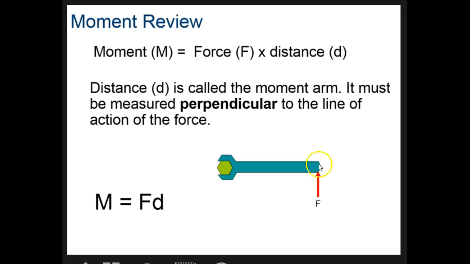So for example, if I push with a force here, the force has to be perpendicular to the arm. Here's the point where we're rotating it. And as we push on it here, the distance is perpendicular to the force. So a moment is just force times distance.